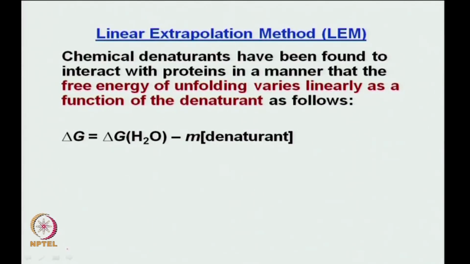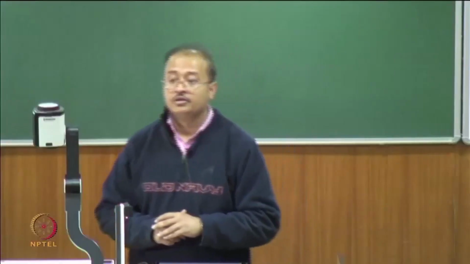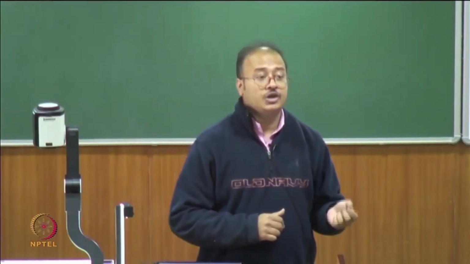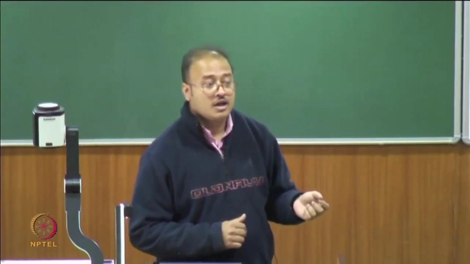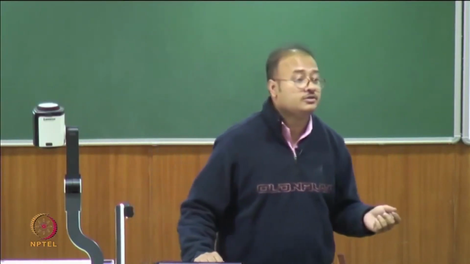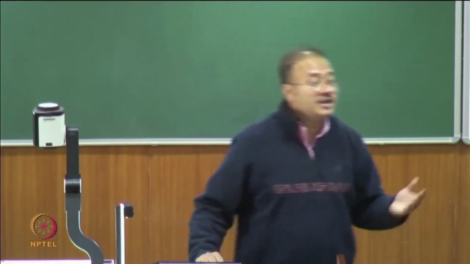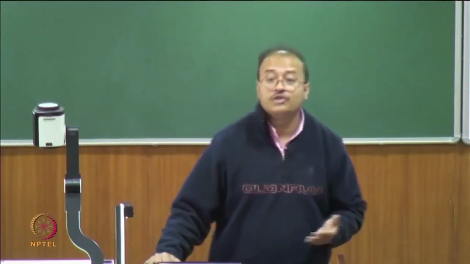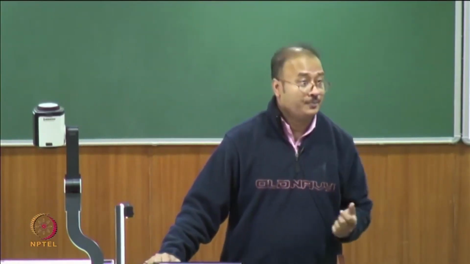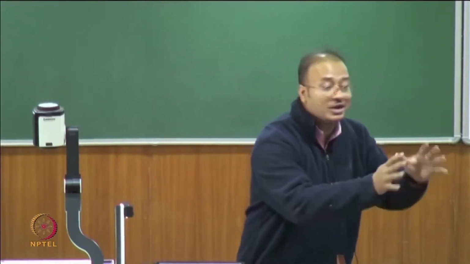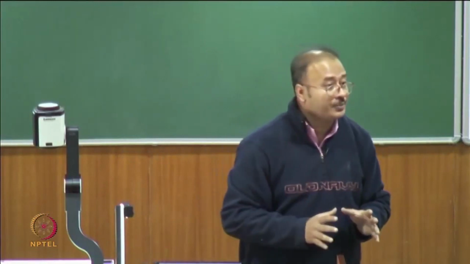What do you think is delta G H2O? Delta G H2O is your intercept. At the intercept, what is the concentration of the denaturant? 0. So, essentially delta G H2O is that change in free energy where your concentration of denaturant is 0. That is what delta G H2O means. That is why it says H2O only, because you do not have any denaturant, your denaturant concentration is 0.